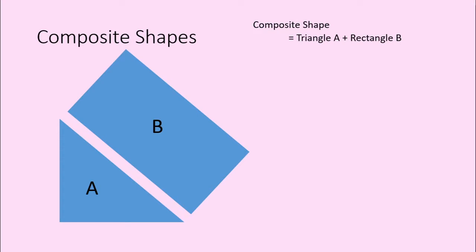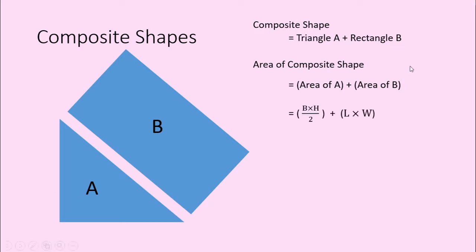I split this down into a triangle, which I've labeled A, and a rectangle, which I've labeled B. That way, if I'm trying to find the area of the full composite shape, I can just work out the area of A and add that to the area of B. Notice how I've already set up a formula here for the area of the full composite shape. So area A plus area B. Now area A, that's a triangle, so I'll just substitute its formula in, base times height divided by 2. And area B is a rectangle, so I'll substitute that formula in, length times width.